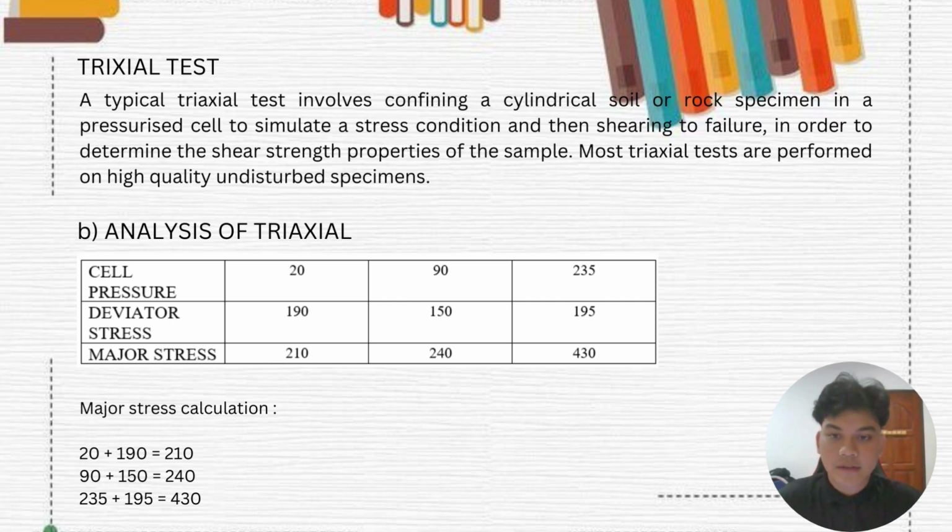As you can see, we got cell pressure, deviator stress, and major stress. Cell pressure plus deviator stress, and you can get the major stress. As you can see, major stress calculation: 20 plus 190, we get 210. 90 plus 150, and we got 240. 235 plus 195, we get 430.